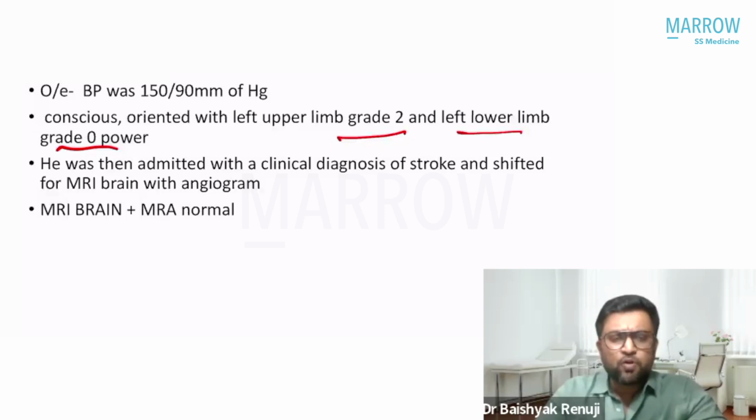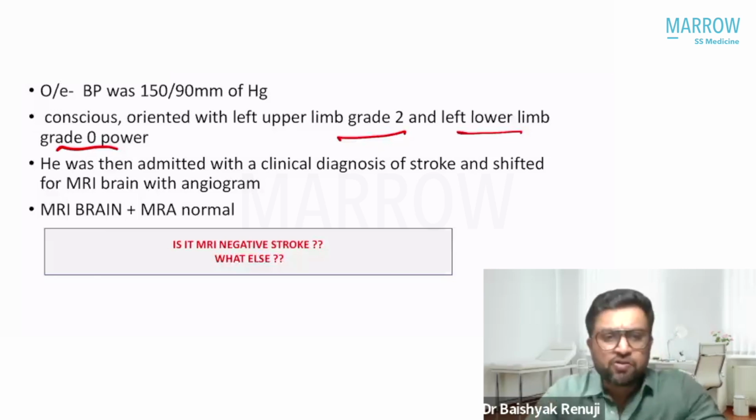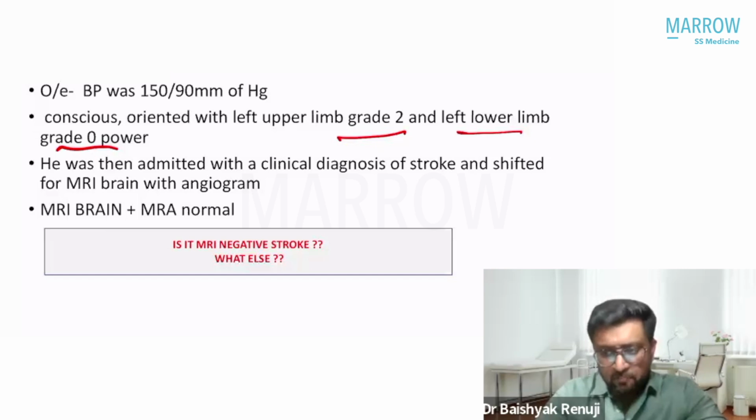So I told my JR to admit the patient and get an MRI. The patient was shifted to MRI and the MRI was done. MRI was normal. MRI is completely normal. So already on the third day, MRI is normal. Is it an MRI negative stroke? There is an entity known as MRI negative stroke, but that is rare. Before labeling it MRI negative, you should reassess the patient.